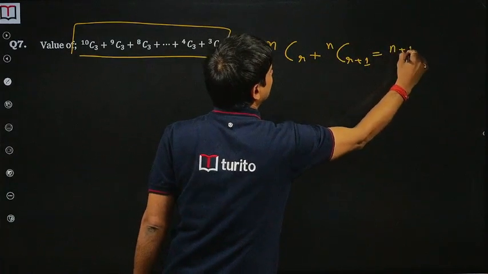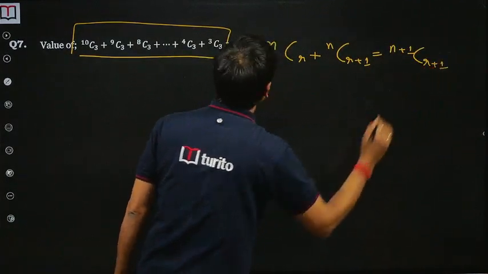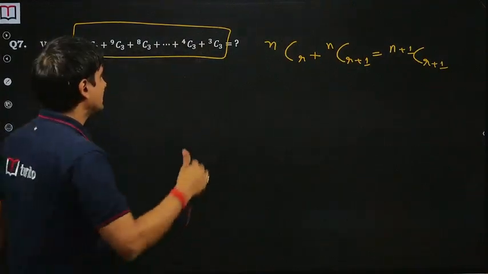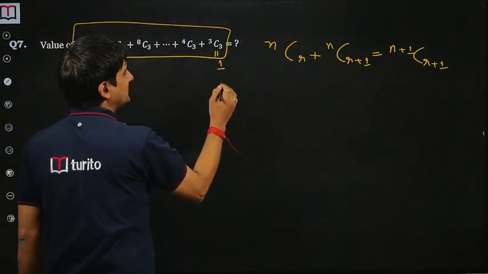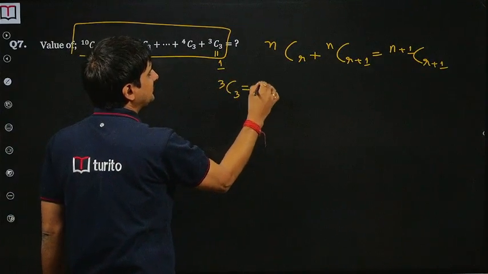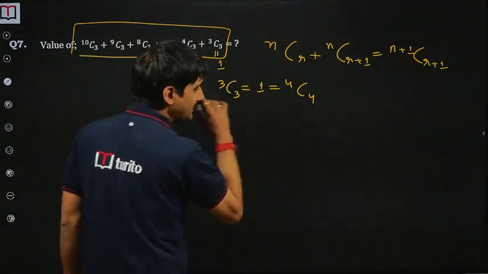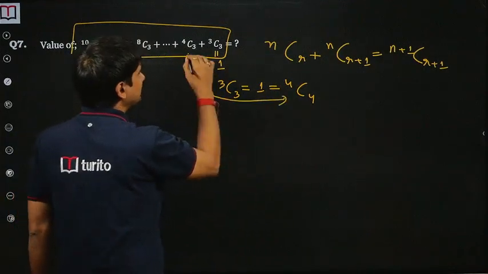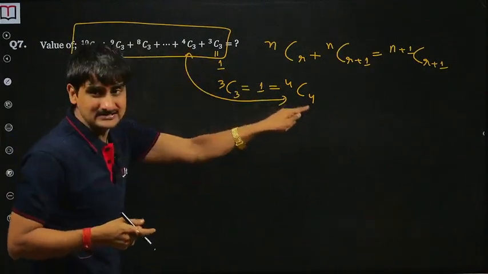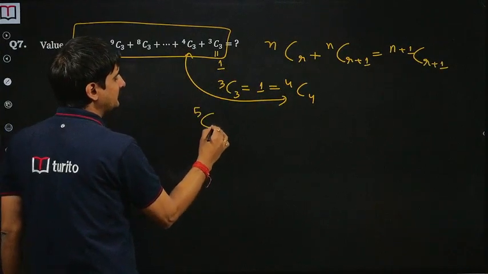So it's n plus 1 c r plus 1 here. Now how to start that? See, 3c3 is 1. Okay, so I can write 3c3, which is 1, as 4c4. I've done that. So now combine these two. So nCr plus nCr plus 1 is n plus 1 C r plus 1.